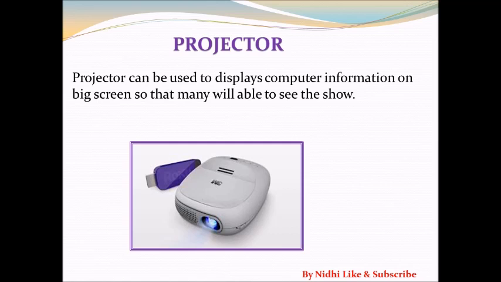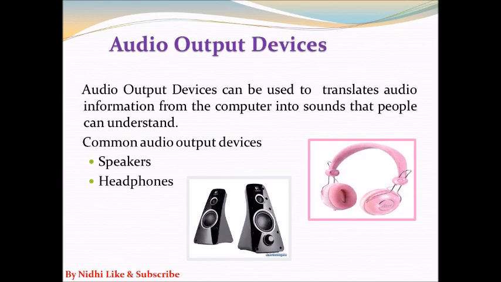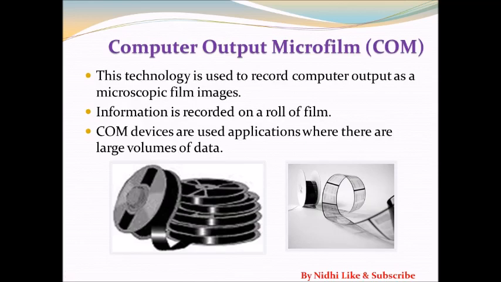An audio output device can be used to translate audio information from a computer into a sound that people can understand. Common audio output devices are speakers and headphones. You can see here the images of headphones and speakers. Okay. Next output device is COM, that is computer output microfilm. This technology is used to record computer output as microscopic film images, and information is recorded on a roll of film. And COM devices are used in applications where there are large volumes of data.